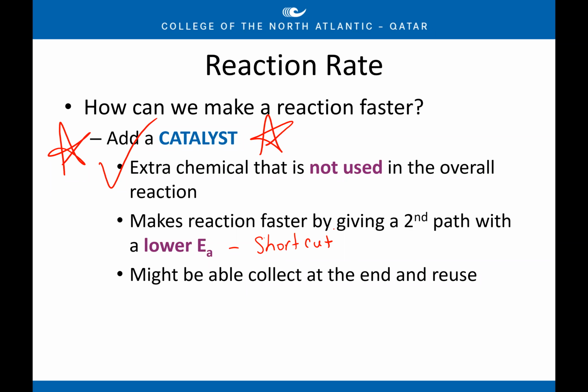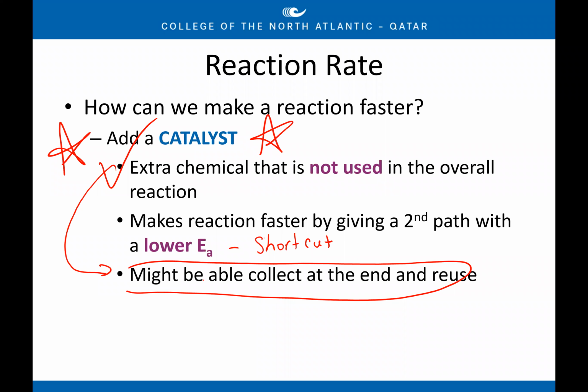I mentioned this the other day. This is like driving around Qatar and you take a shortcut. So if I wanted to leave CNAQ and go to West Bay, I probably wouldn't turn up by Festival City, go down D-Ring, connect, I mean, that would be a long way. The lower a catalyst is the fastest route. So it's like a shortcut when you're driving. And typically, because catalysts are extra chemicals that don't get used up, you can typically reuse them.